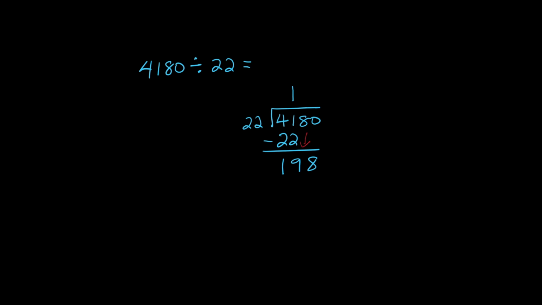Now 22 goes into 198. How many times? That's 9 times. And 9 times 22 will be 198. 198 subtract 198, we're left with 0. But we have a 0 right here. So we would put a copy of this 0 on top. And so this becomes 190.